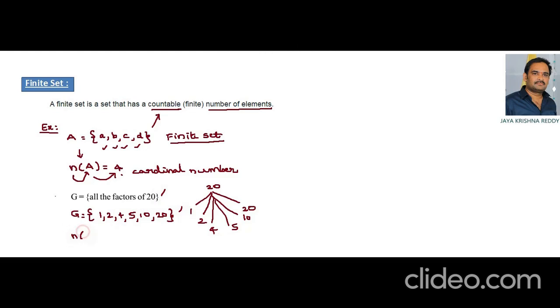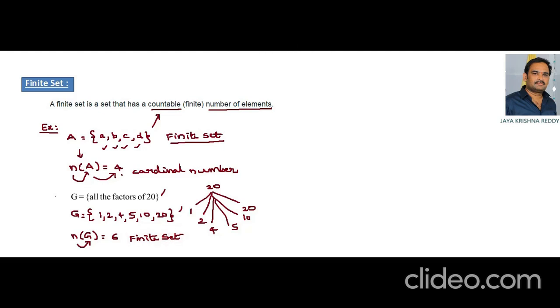How many elements are there in the set? n(Z), the number of elements in set Z, equals, count the elements now: 1, 2, 3, 4, 5, 6. 6 elements are there. Means the number of elements is countable. So we are counting the numbers. The number is 6. So this is a finite set.